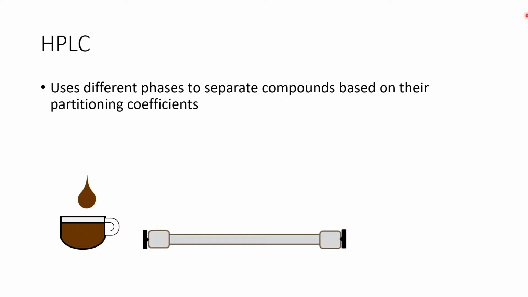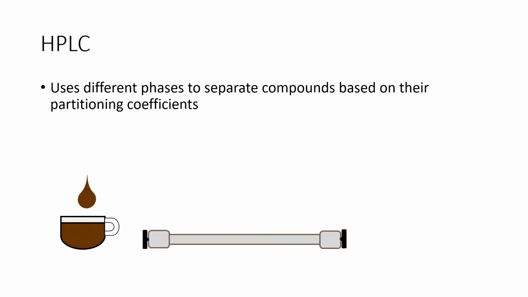Like I said, we use different phases to separate compounds based on their partitioning coefficient. And partitioning coefficient is essentially saying if I have two different phases, what percentage of a compound would I expect to find in each phase? So if I have something like an oil and water partition, and I put something of mixed polarity in there, what percentage of that compound would I find in the water phase, and what percentage would I find in the oil phase? That's just a basic principle saying that different compounds partition differently in mixed polarity systems.